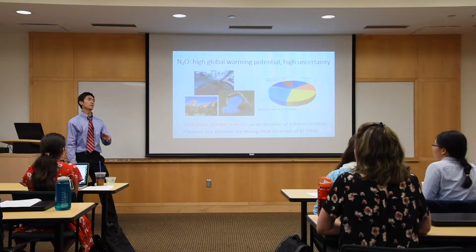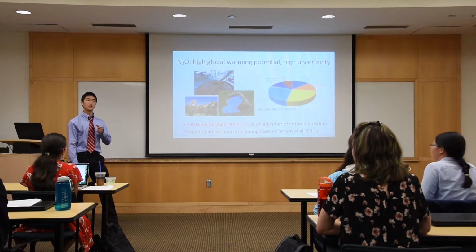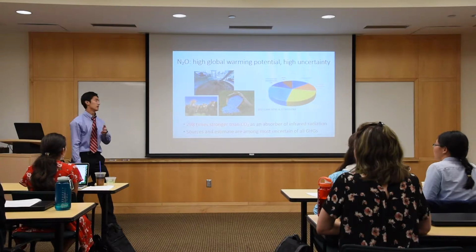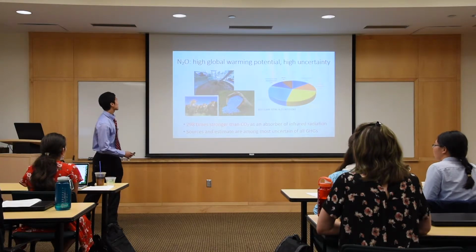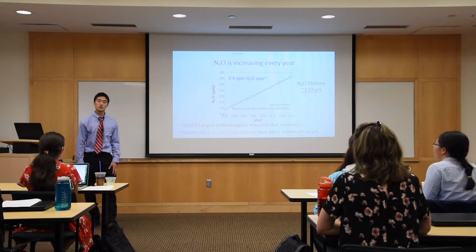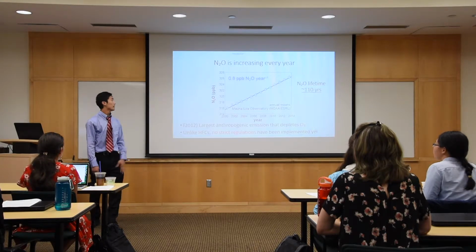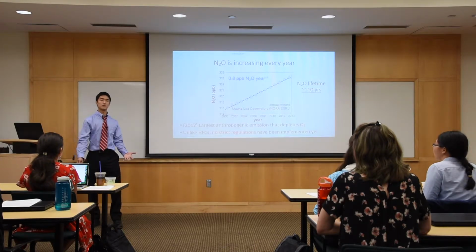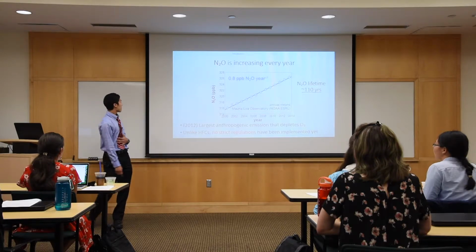Even though EPA estimates that only 5% of greenhouse gas comes from nitrous oxide, it has great uncertainty in the estimate because of a lot of the complex biological processes that take place within the soils. It's also important because it's increasing every year, and the lifetime is 110 years. It probably lives longer than me.